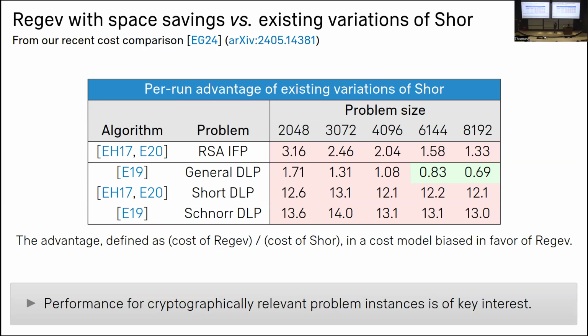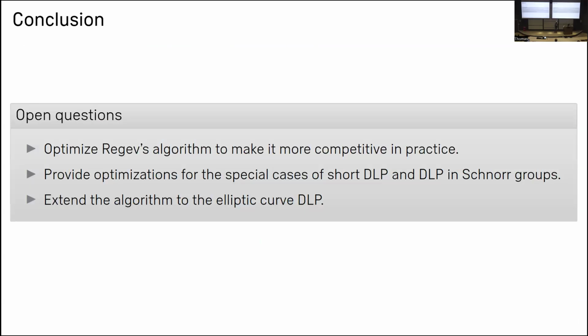Now, a large reason why Shor's algorithm, even though it does not have an asymptotic disadvantage, actually performs better for these concrete problem instances, is due to the many optimizations that are available for Shor's algorithm, which do not straightforwardly transfer to Regev's algorithm. Although some optimizations have already been developed for Regev's algorithm, we believe it to be an interesting open question to develop further such optimizations in order to make Regev's algorithm more competitive with the previous variants of Shor's algorithm in practice.